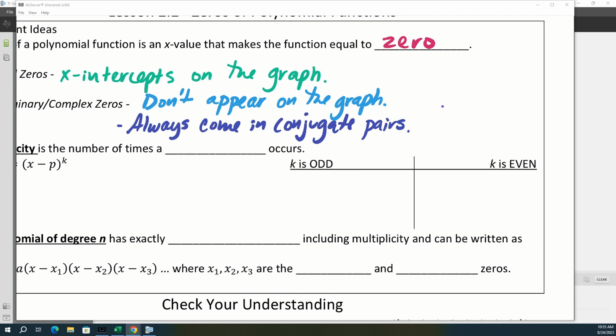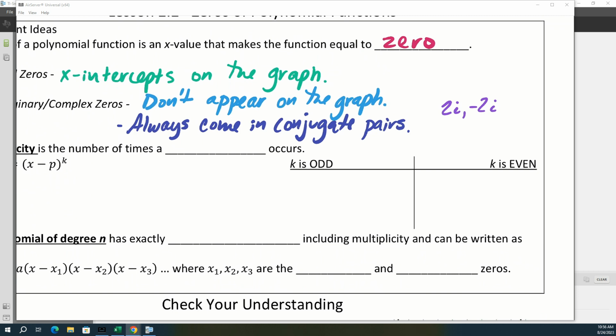But an imaginary number is like the number 2i. And the conjugate of 2i is going to be negative 2i. They are conjugates. Now, the awesome thing about conjugates is when you multiply them, you don't get an imaginary number anymore.